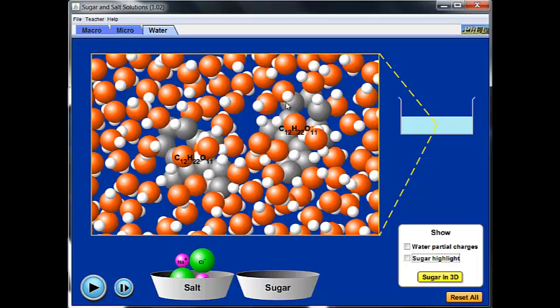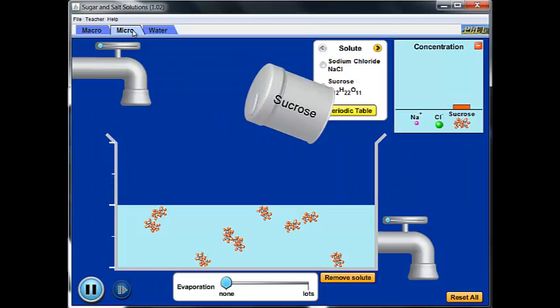I would encourage you to further explore the simulation, as there is quite a bit more to discover. In particular, it is worth noting that there are a number of different solutes that can be explored by clicking through the options here.